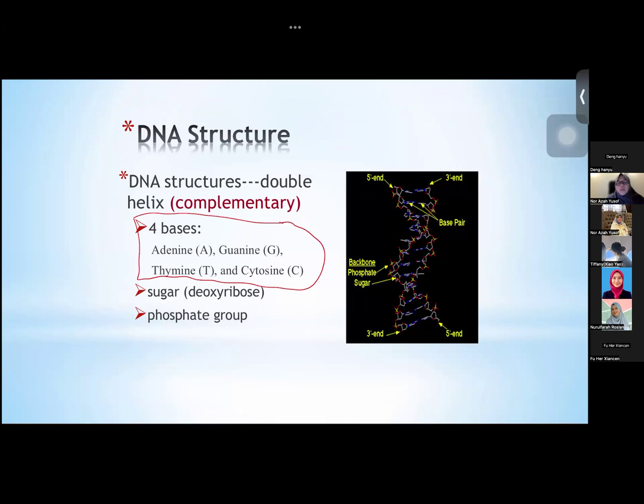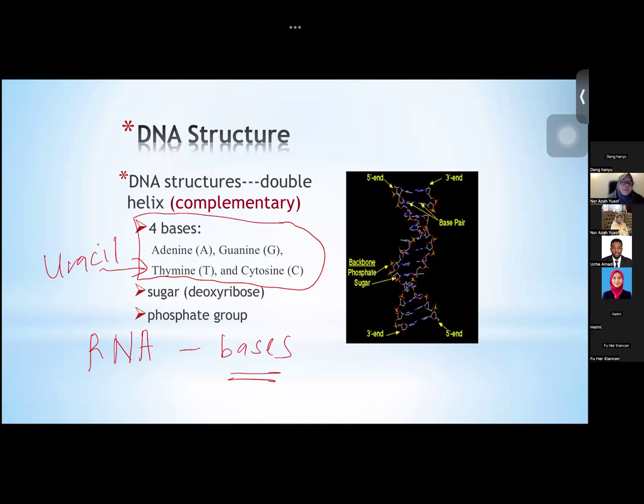Amino acid ATCG. But what about RNA? What's the difference in terms of the bases? Anyone can help me? Single strand. Yes, single strand, and the RNA doesn't have thymine. What is it? Uracil. Yes, uracil, very good.